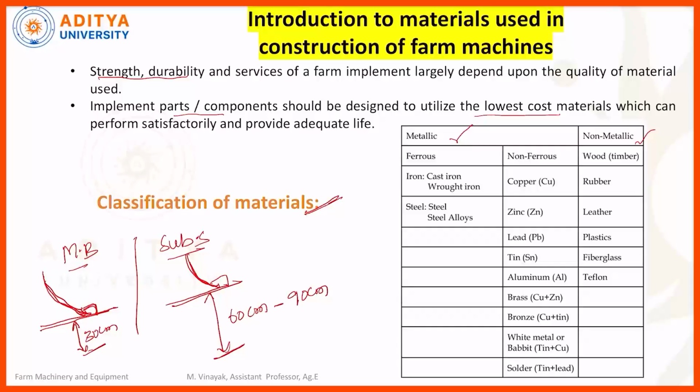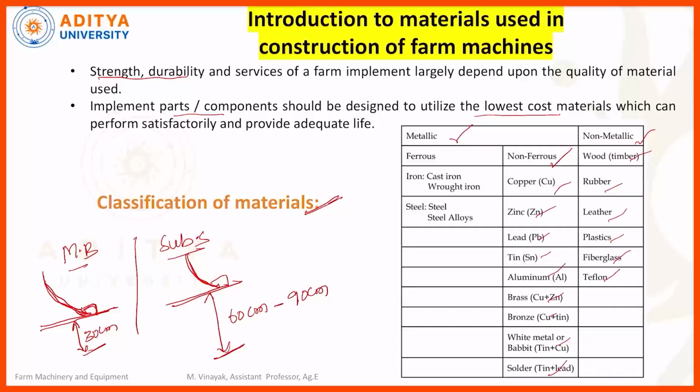Coming to ferrous metal, it can again be classified into two types, iron and steel. Coming to non-ferrous metal, it can be classified into copper, zinc, lead, tin, aluminum, brass, bronze, white metal or solder. Next, non-metallic materials: wood, rubber, leather, plastic, fiberglass and Teflon.